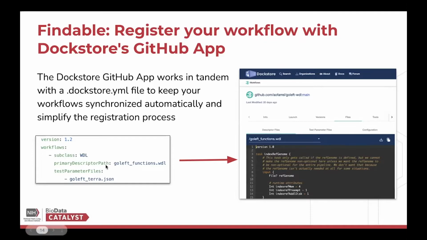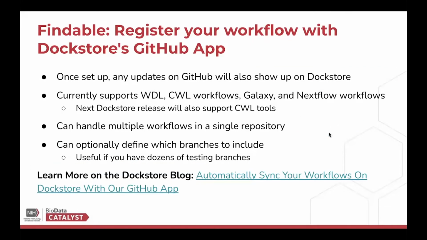So this primary descriptor path, goLeftFunctions.wdl, actually exists in a GitHub entry and is mirrored on Dockstore. There's also a parameter file, which you can't see in the screenshot, but if you were to go to this page, you would see it under this section. So the reason why we recommend this method is not only are you benefiting from Dockstore being a collection of bioinformatics workflows and is therefore easier to find your workflow than if it were only on GitHub, once it's actually set up, any updates you make on GitHub will automatically show up on Dockstore.